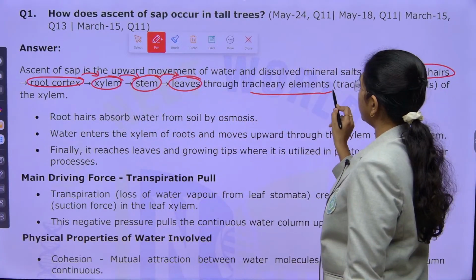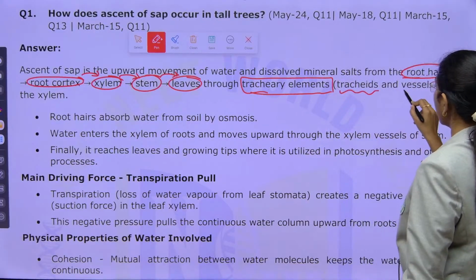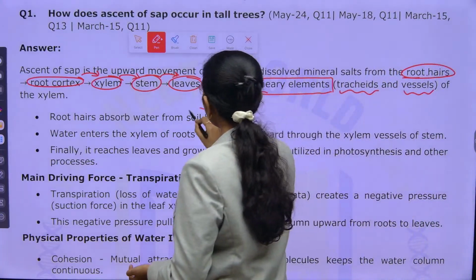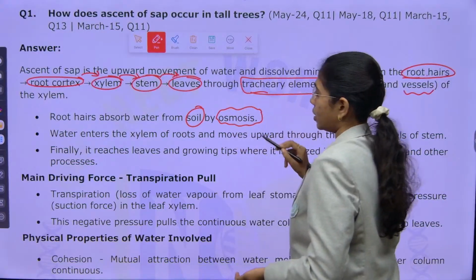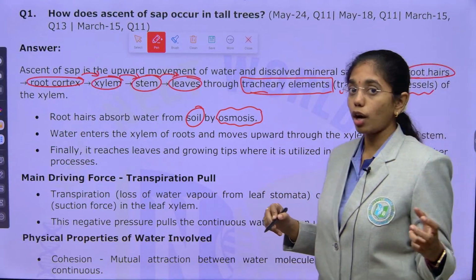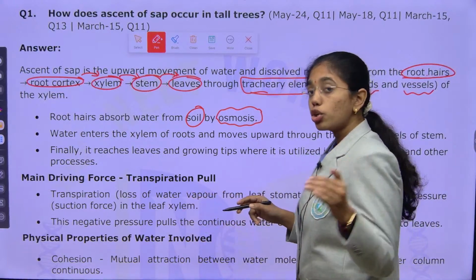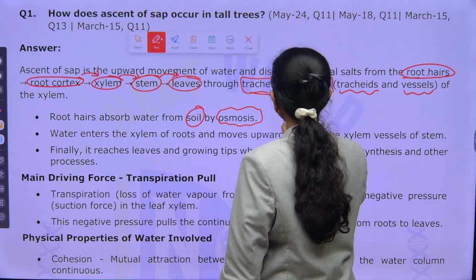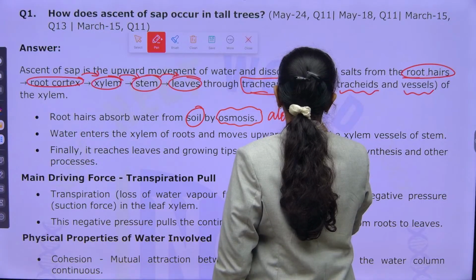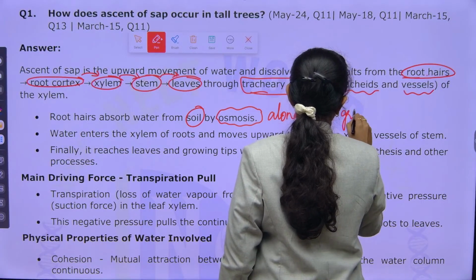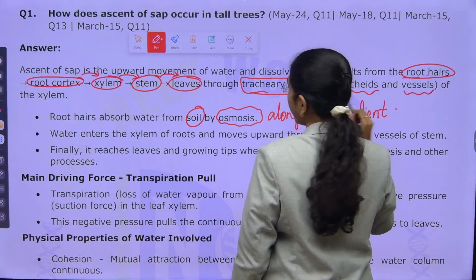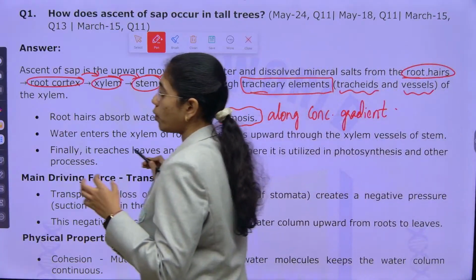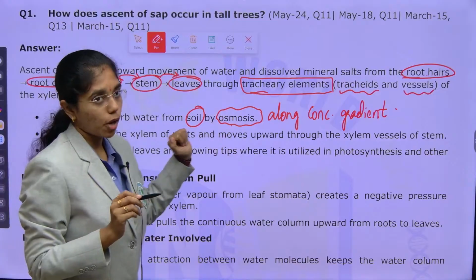Through tracheary elements, this is through what? Tracheary elements, tracheids and vessels of the xylem. Here if you see, root hairs will absorb water from the soil by the process of osmosis. Osmosis is from high concentration to low concentration, along the concentration gradient, not against the concentration gradient. So, root hairs will absorb water and minerals from the soil through the osmosis process.